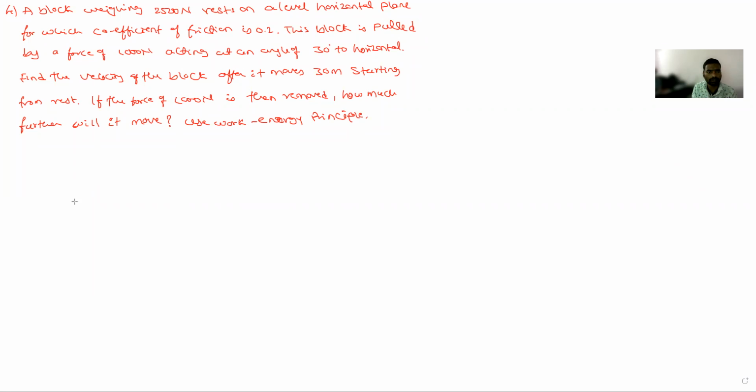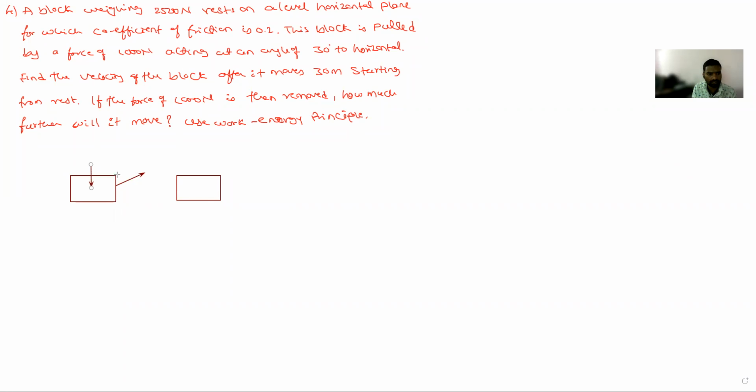This is the problem. A block weighing 1500 Newton. Okay, so there is a block. Its weight is 1500 Newton. Then the coefficient of friction is given. This block is pulled by a force of 1000 Newton acting at an angle of 30 degree with horizontal. So there is a force which is applied, at an angle of 30 degree with respect to horizontal. P is acting. Weight is acting downward direction. Then find the velocity of the block after it moves 30 meter starting from the rest.